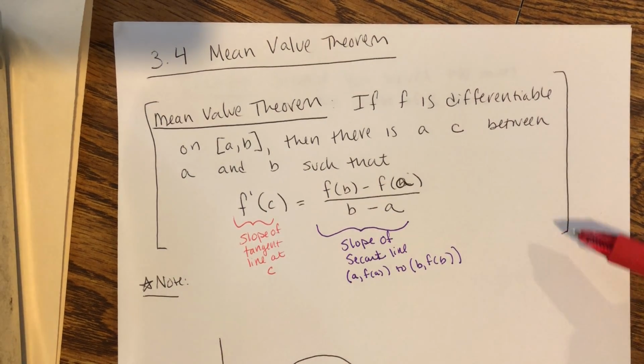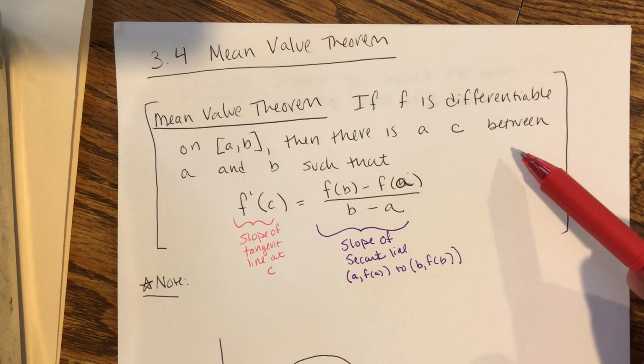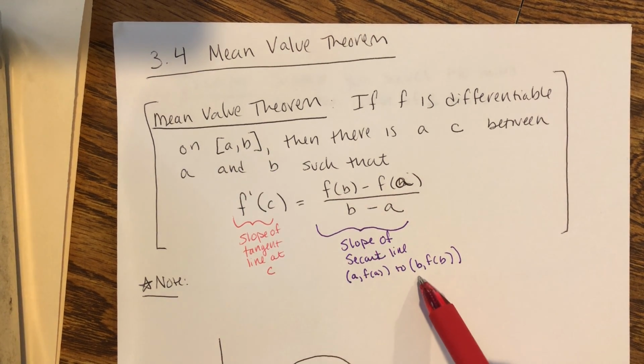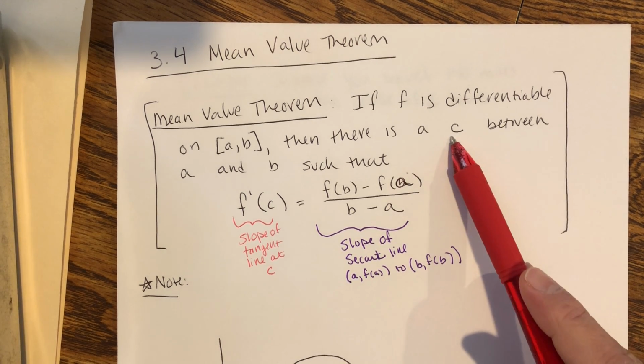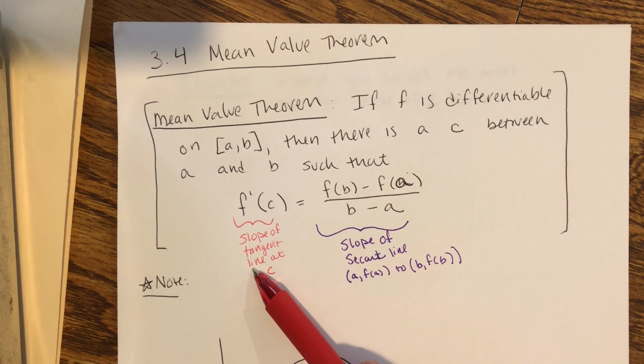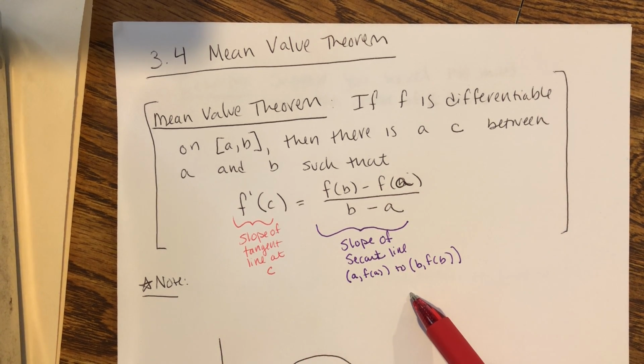Okay, so what this theorem is telling us is that if your function's differentiable on this interval between a and b, then you can look at the average rate of change, that's the slope of the secant line, and you can know that there's some x value in that interval, we call that x value c, such that the slope of the tangent line is equal to the slope of the secant line. So let's draw a picture of that.